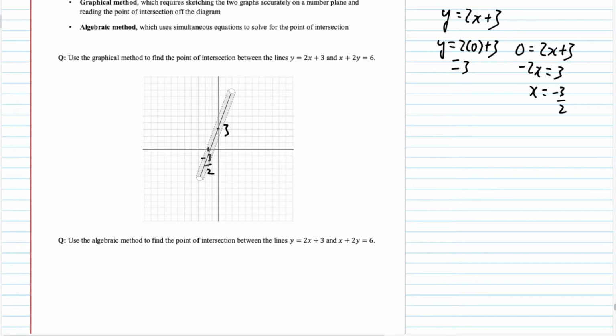Now, the next step is to find the x and y intercepts of x plus 2y is equal to 6. Find the y-intercept first. Let x equal 0. So 0 plus 2y is equal to 6. So then 2y equals 6. y is equal to 3. So y is equal to 3. Right. Okay. Now let's find the x-intercept.